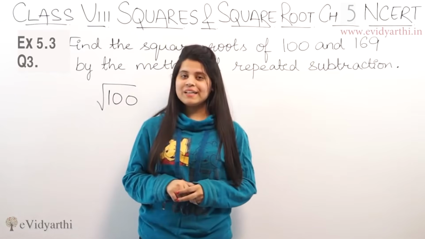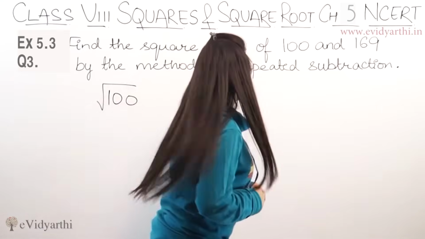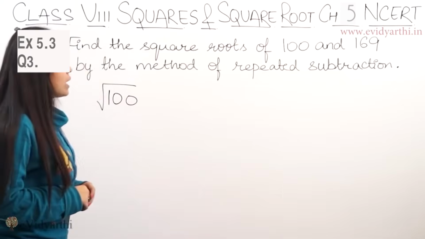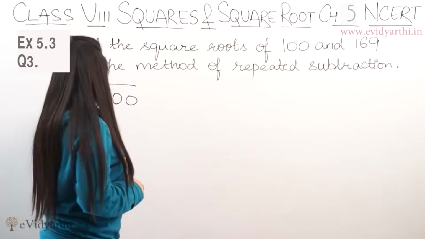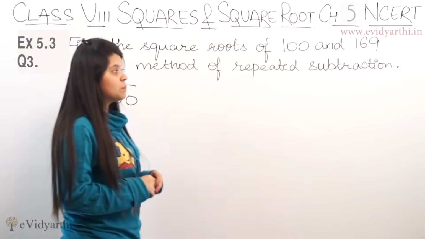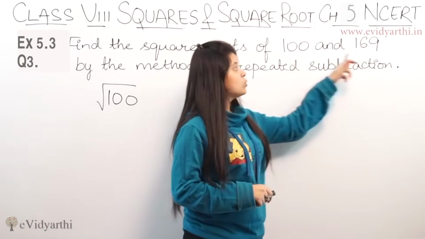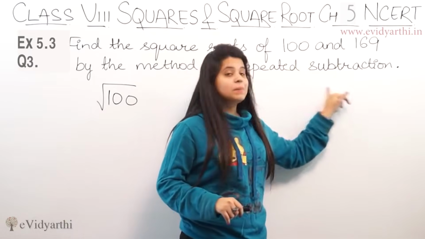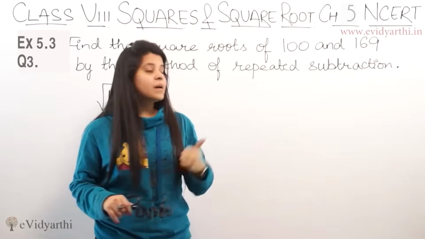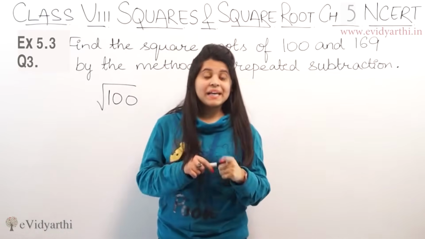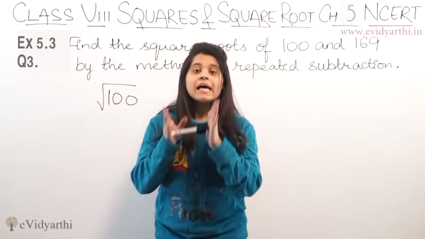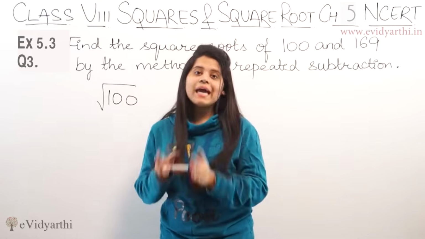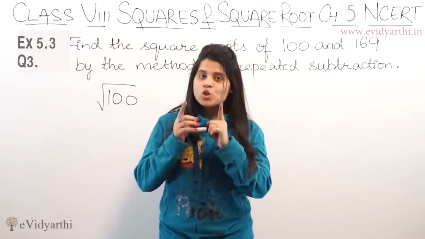Coming to question number 3, exercise 6.3. In this question we have to find the square roots of 100 and 169 by the method of repeated subtraction. So आपको इन दो numbers के square root निकालने हैं लेकिन by using repeated subtraction. अब इसमें हम एक logic apply करेंगे जो हमने पहले question में use किया था, that is the sum of first n odd numbers is n square.